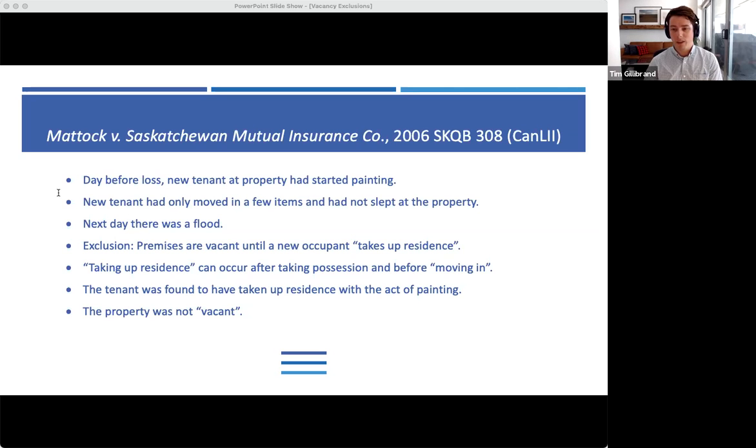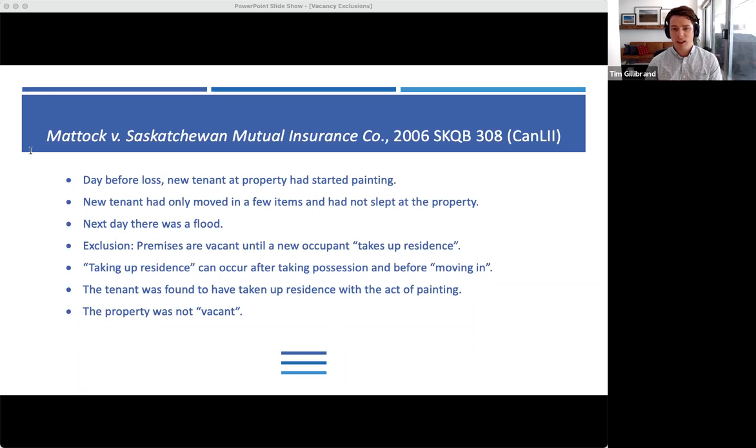And by this point, the tenant had not stayed at the property. All he'd done was move in a few things and start painting. And the insurer denied on the basis that the property was vacant. And in this policy in particular, the definition of vacant said that the property would be vacant until a new occupant had taken up residence, which was an important phrase.